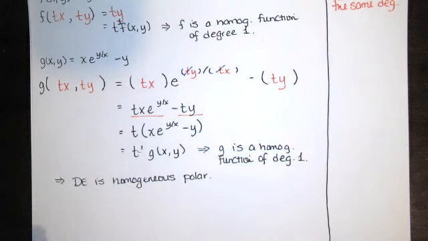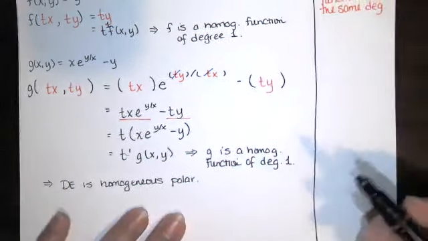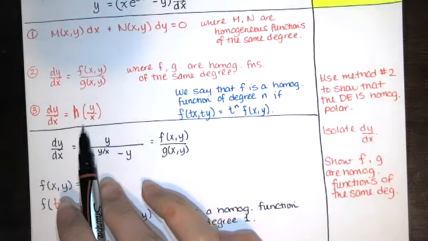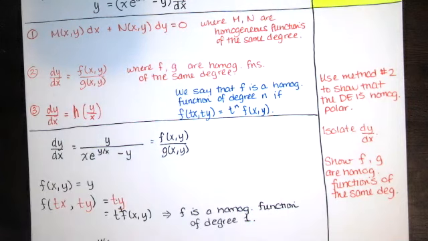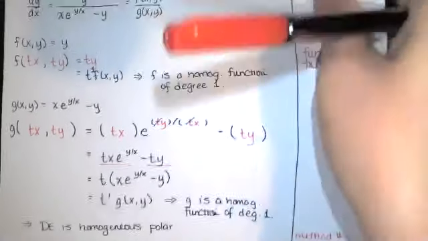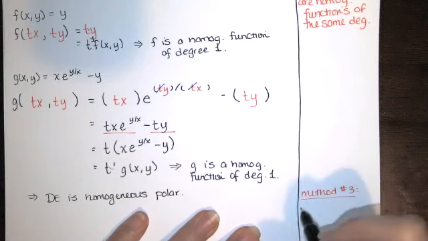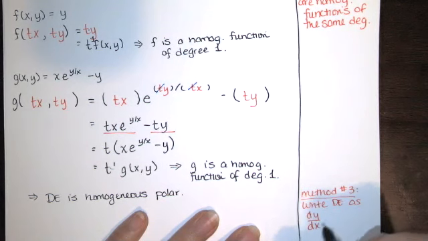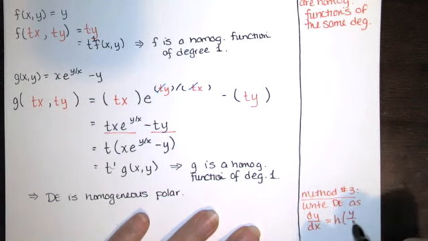Okay, now we've done that. We could also use method number 3 to show that the differential equation is homogeneous polar. And method number 3 is important because it's actually the first step in the method for solving a homogeneous polar equation. So now let's do the same thing using method number 3. So what we want to do is write the right-hand side of the differential equation, or write dy dx as a function of y divided by x.